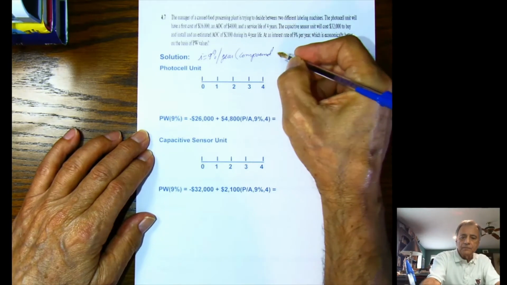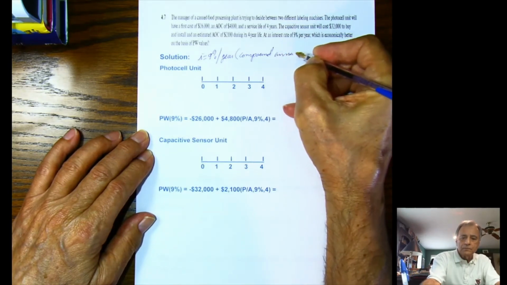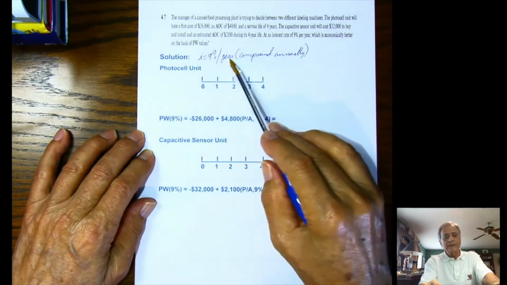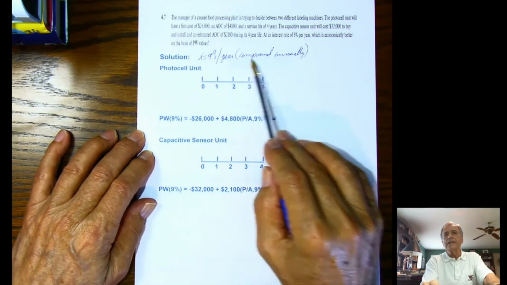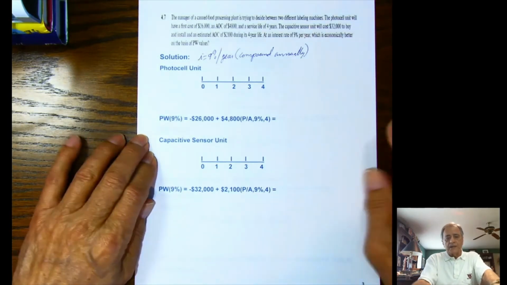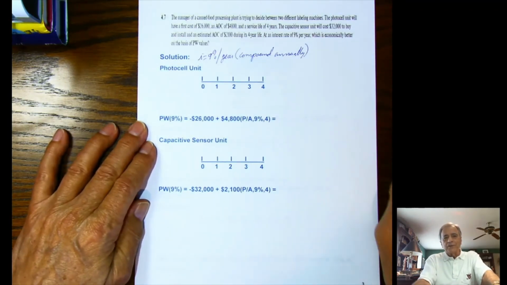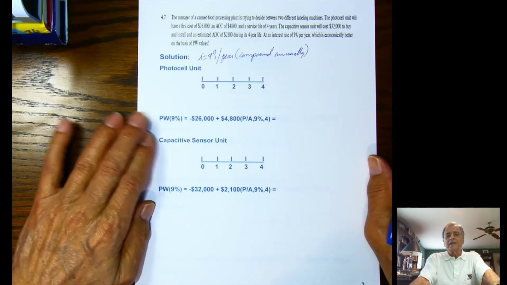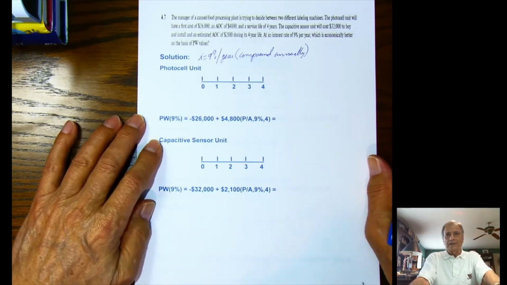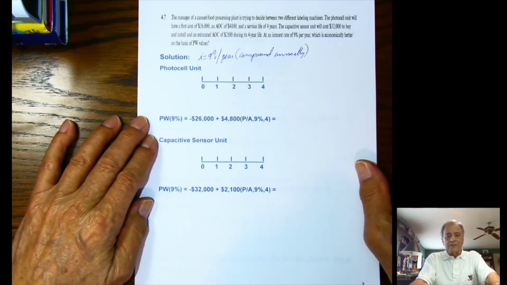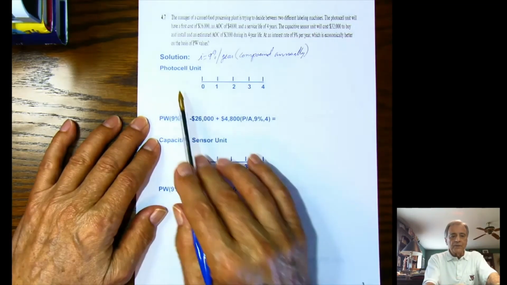So you assume it's compounded in the period for which the rate is given, if in fact it's not specified. Certainly, if you're signing a contract to buy something, I would find out what the compounding is, if you are not told that. So let's look at the photocell unit.